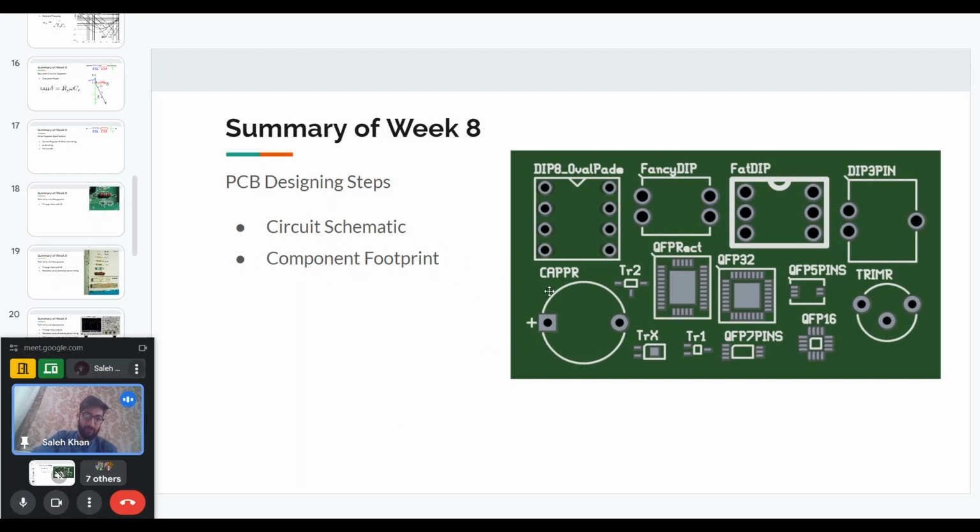So similarly, we can have footprints for the capacitors, for different ICs, for resistors, for inductors, transformers. You have to assign each component its own footprint. And this is essential because if you mismatch the footprint, then when you actually get your IC or your device, it may not fit inside the PCB. So you have to make sure you are choosing your particular footprint properly.